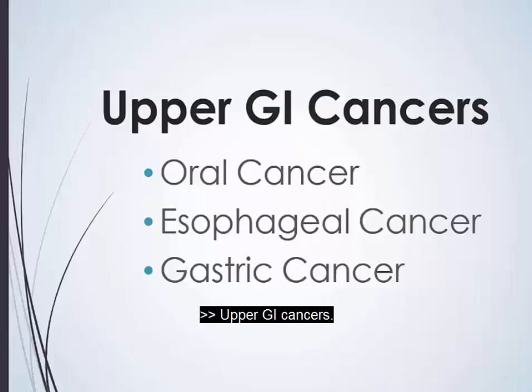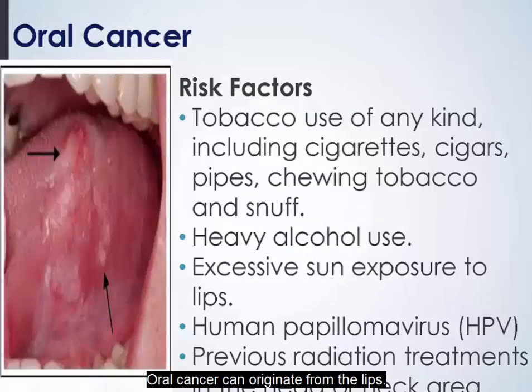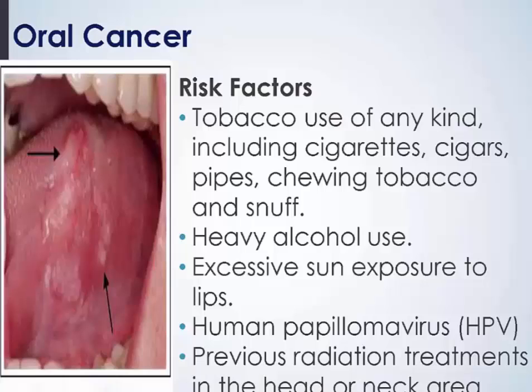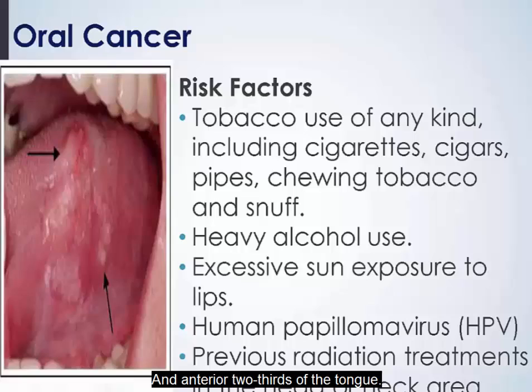Upper GI cancers: oral, esophageal, and gastric. Oral cancer can originate from the lips, mucosa, gums, hard palate, floor of the mouth, salivary glands, and anterior two-thirds of the tongue. Most often it is squamous cell carcinoma.